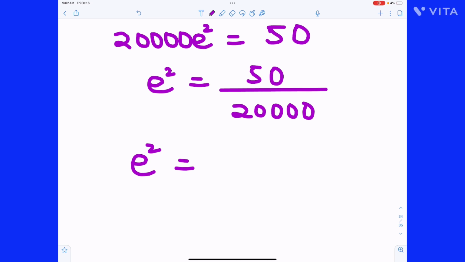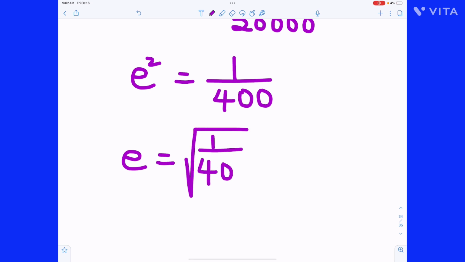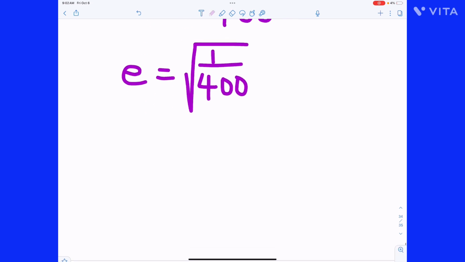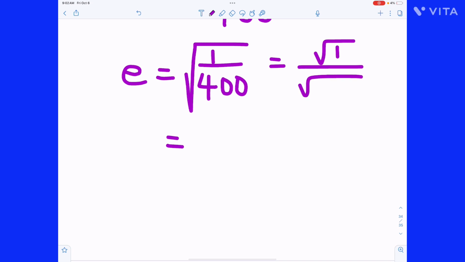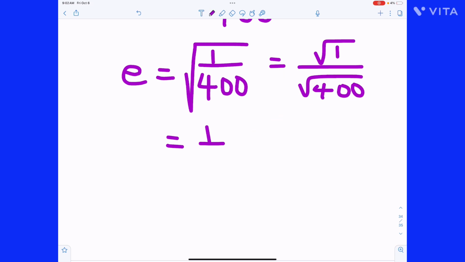0.0025 will be 1 over 400, I think I'm right here. So E is equal to square root of 1 over 400. So E is equal to square root of 1 over square root of 400. Square root of 1 is 1. Square root of 400 is 20. So E is equal to 1 over 20.